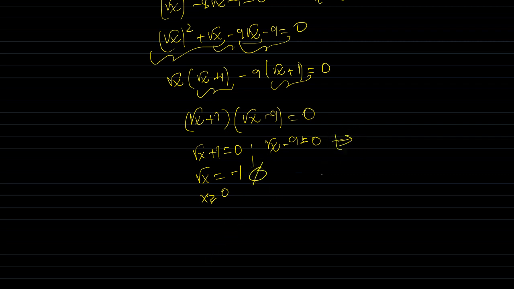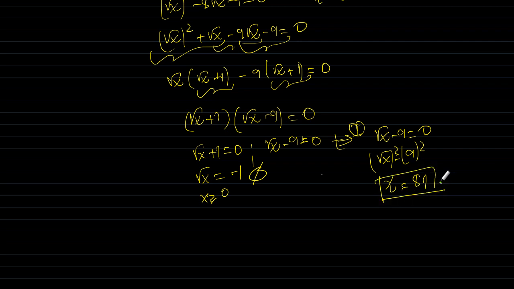So in our case 2, we have square root of x minus 9 equals 0, so square root of x is going to be 9. It means squaring both sides, we get x equals 9 squared, which is 81. So I got 81 as the response to our problem. So our answer is 81.